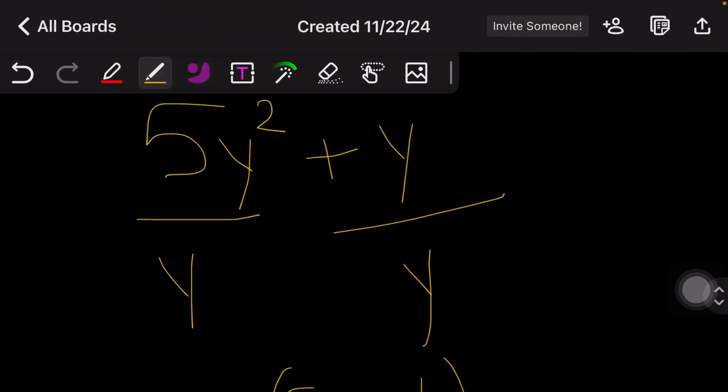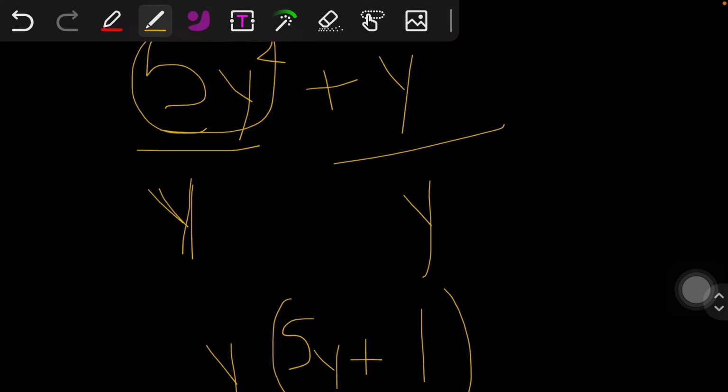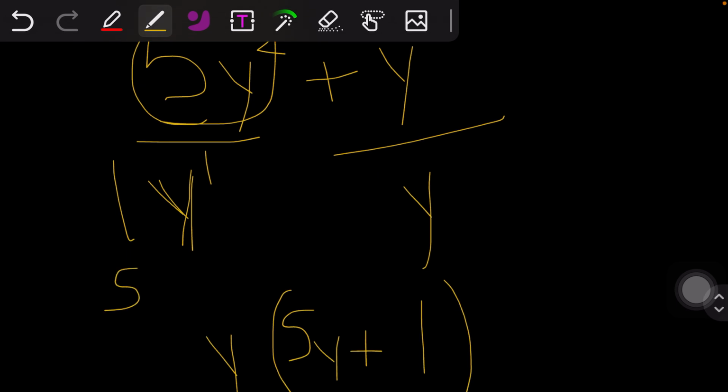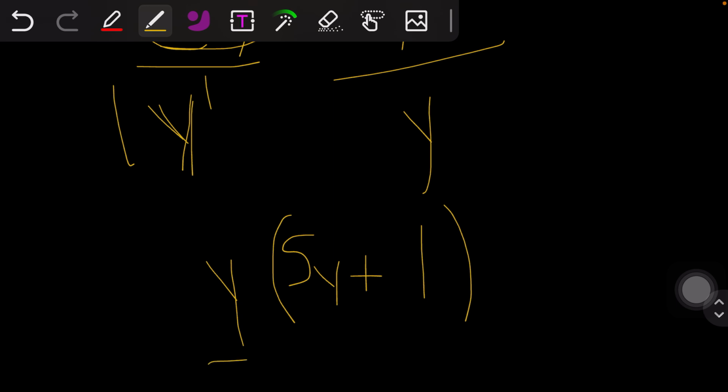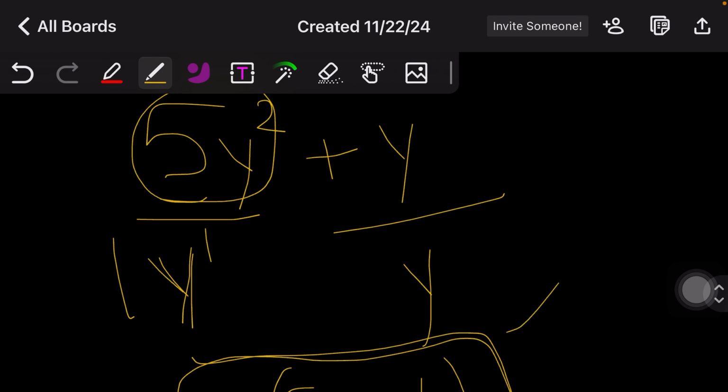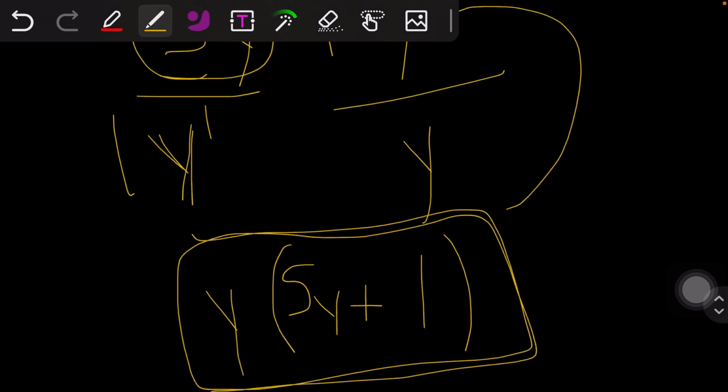Because when you divide this by y, what you get is 5y, because this is 5y to the second divided by 1y to the first. So 5 divided by 1 is just going to give you 5. Y squared divided by y to the first is going to give you just y. So this expression here is going to be the factor for 5y squared plus y.